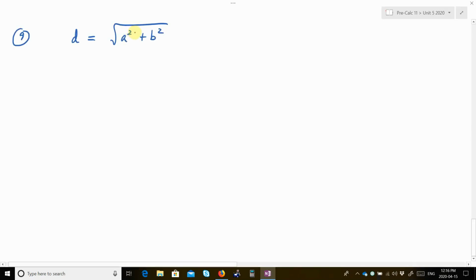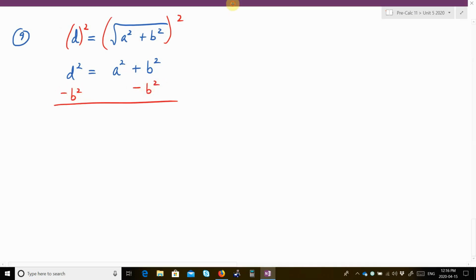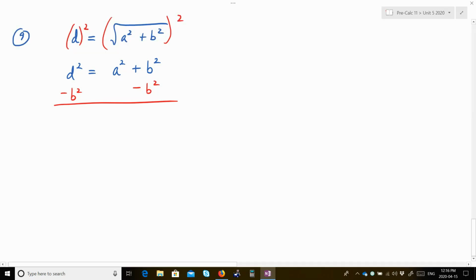Okay, well, A is being squared, and then we're adding B squared, and then we're square rooting. So the opposite of square rooting is squaring. So I'm going to square both sides. And I end up with D squared equals A squared plus B squared. And then subtract B squared from both sides. And we will get D squared minus B squared is equal to A squared.